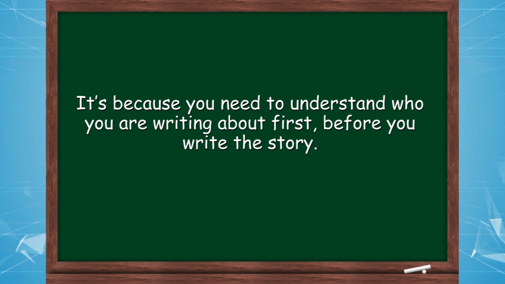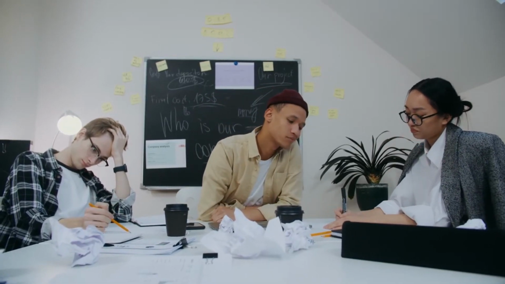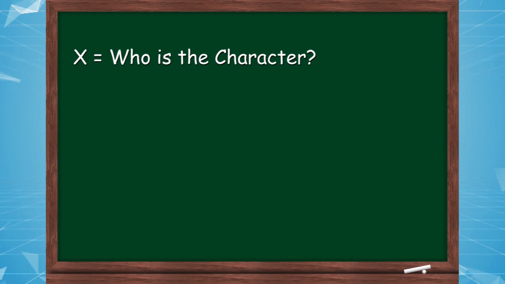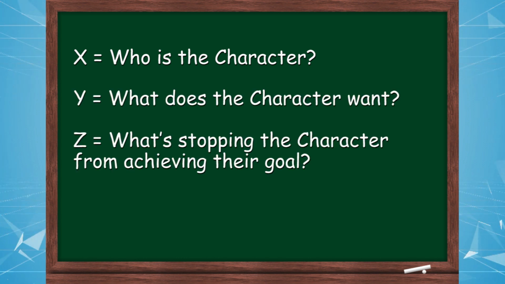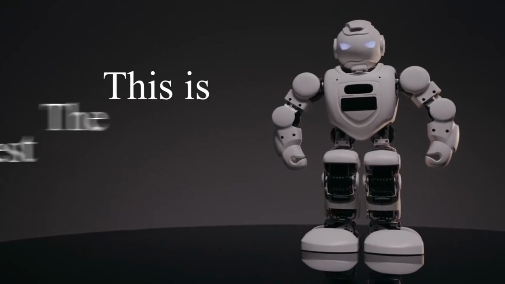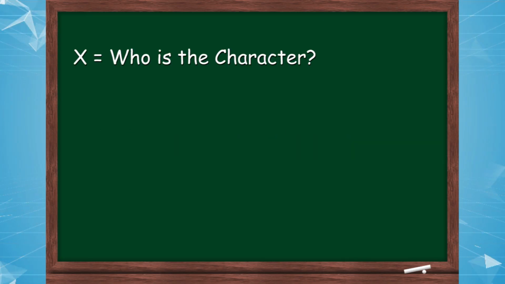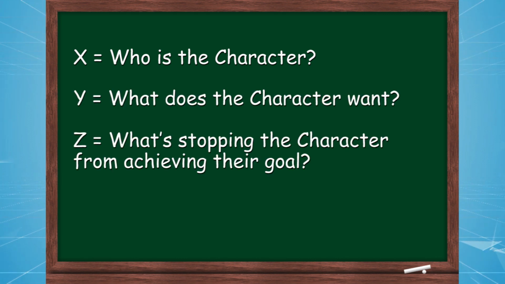Why is it so important, you ask? It's because you need to understand who you're writing about first before you write the story. I mean, what then are you writing the story for if you don't know who your characters are? There's something called the XYZ of character creation. X means who is the character? Y means what does the character want? Z means what's stopping the character from achieving their goal. This is the simplest form of creating a character. X, Y, Z. Who the character is, what the character wants, what's stopping the character from getting what they want.